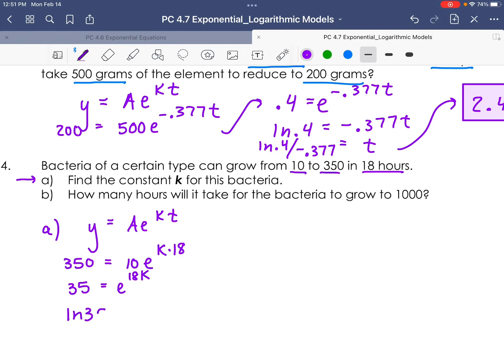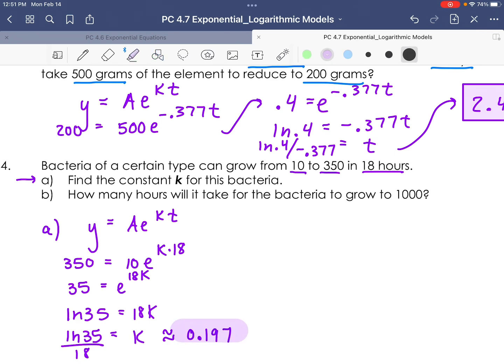Natural log. So K can be found by taking natural log of 35 over 18, which I already plugged into my calculator, is approximately 0.197. Now make sure this is a positive value because it is growth, so you can check your answer. Sometimes people will mix up the initial and the final, and you would get a negative value. And remember, this is growing, so you should have a positive K value.